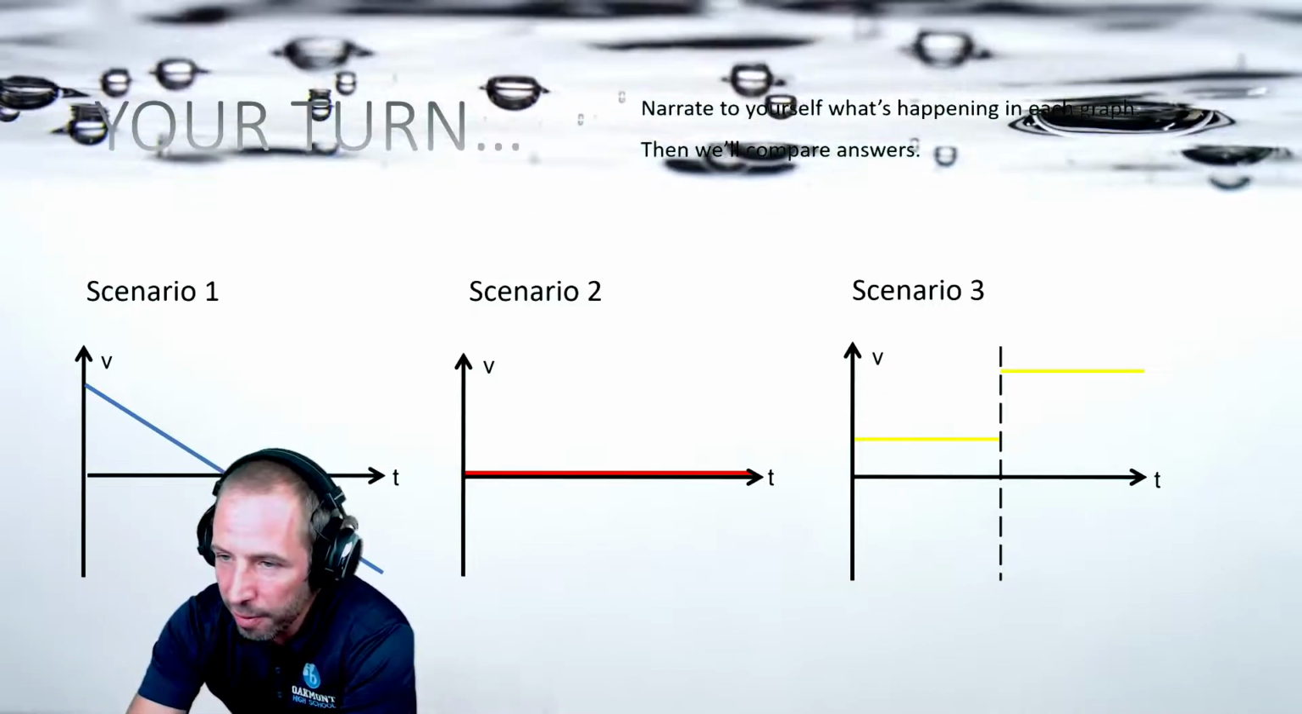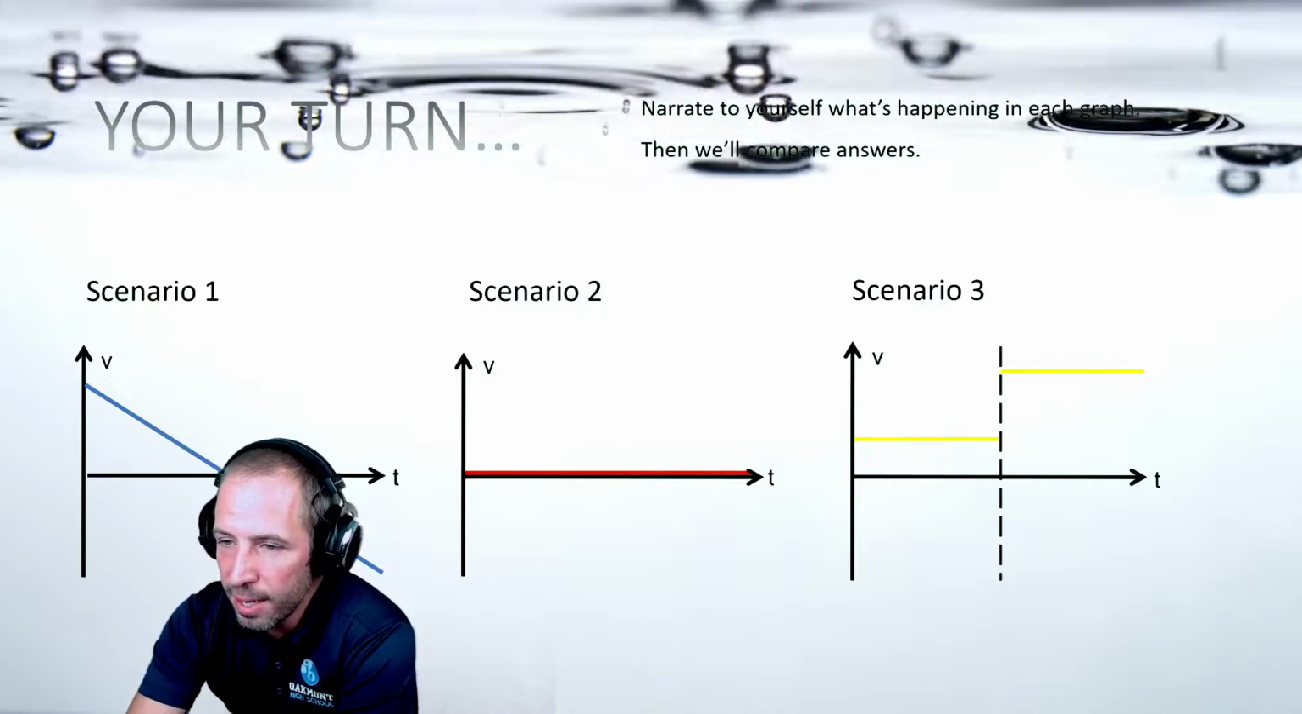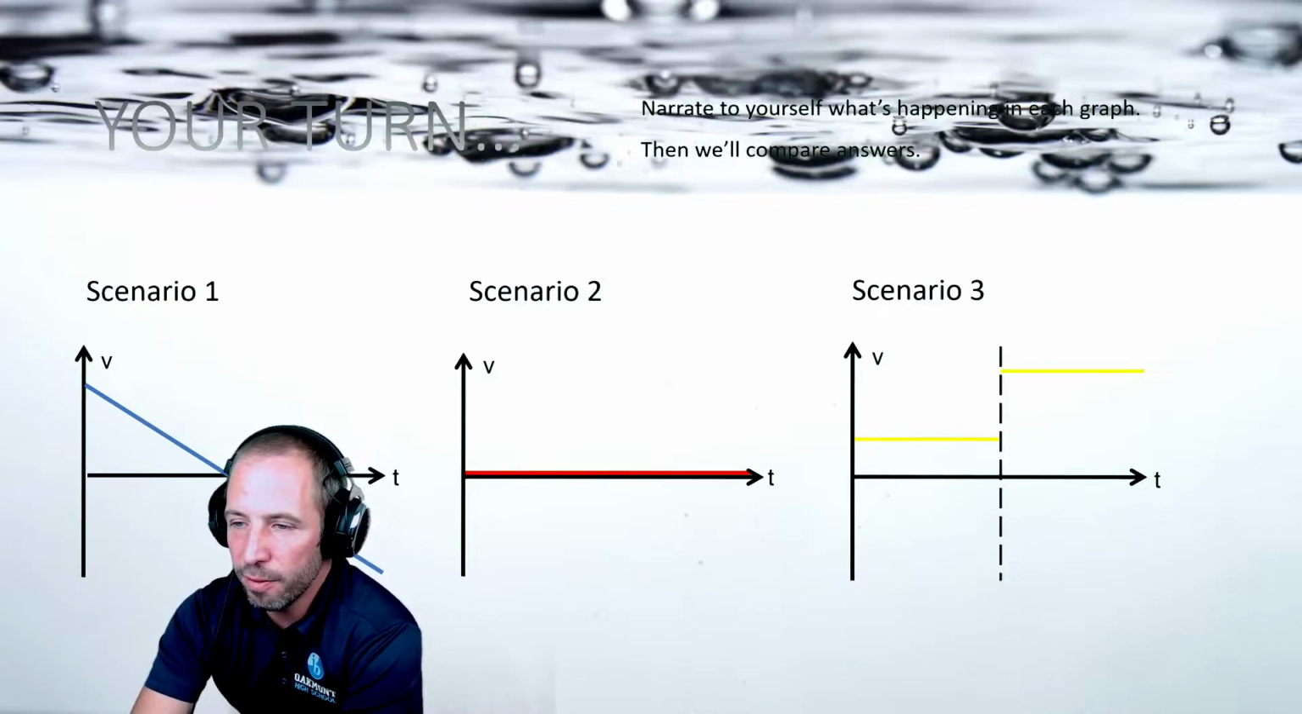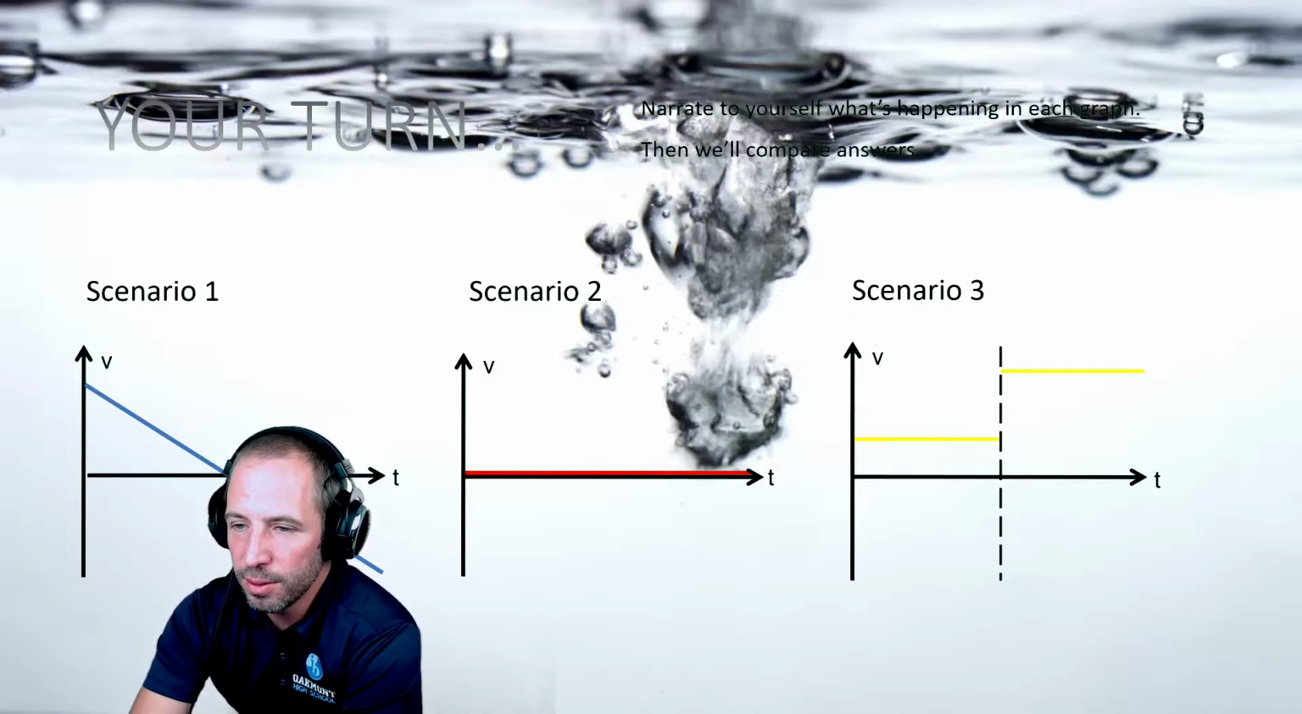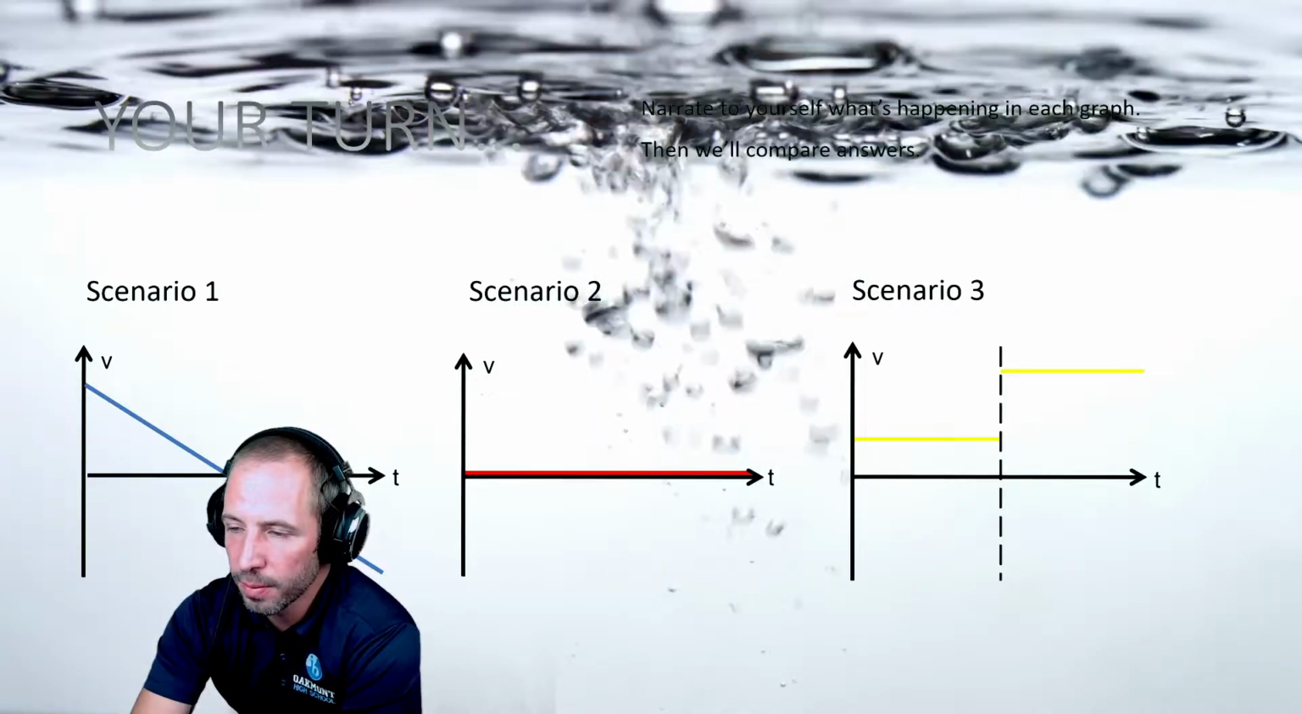On the second graph here, there is no speed anywhere. This thing is never moving. It's got no velocity, velocity 0. So this is just a stationary object.